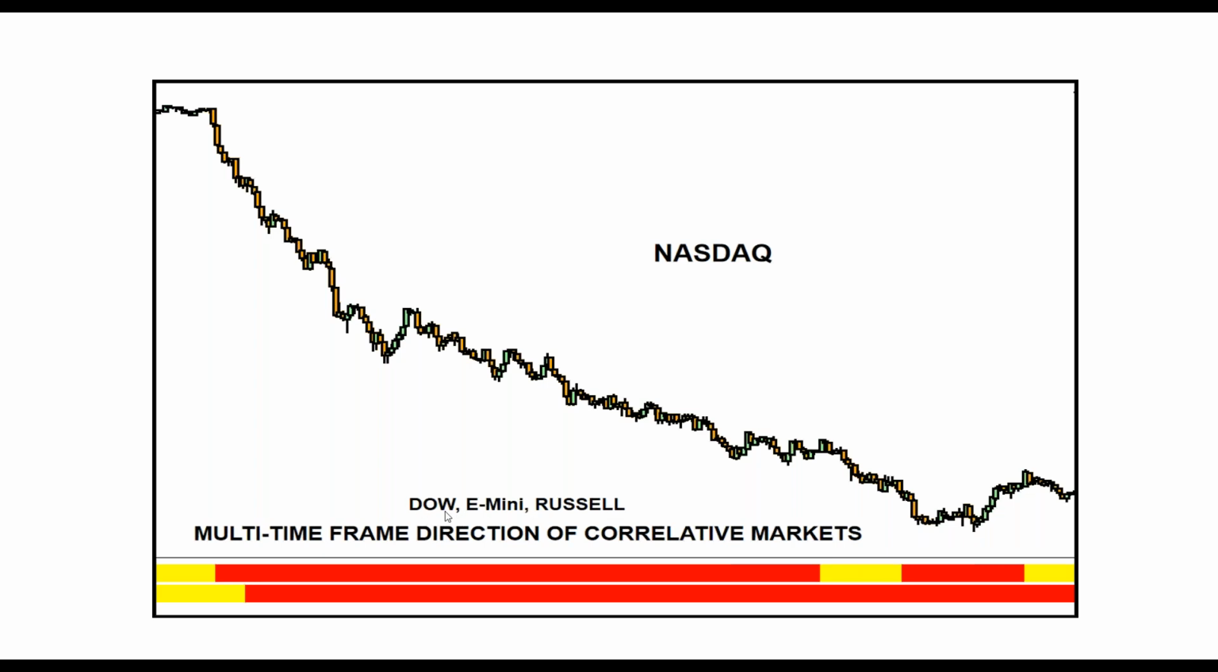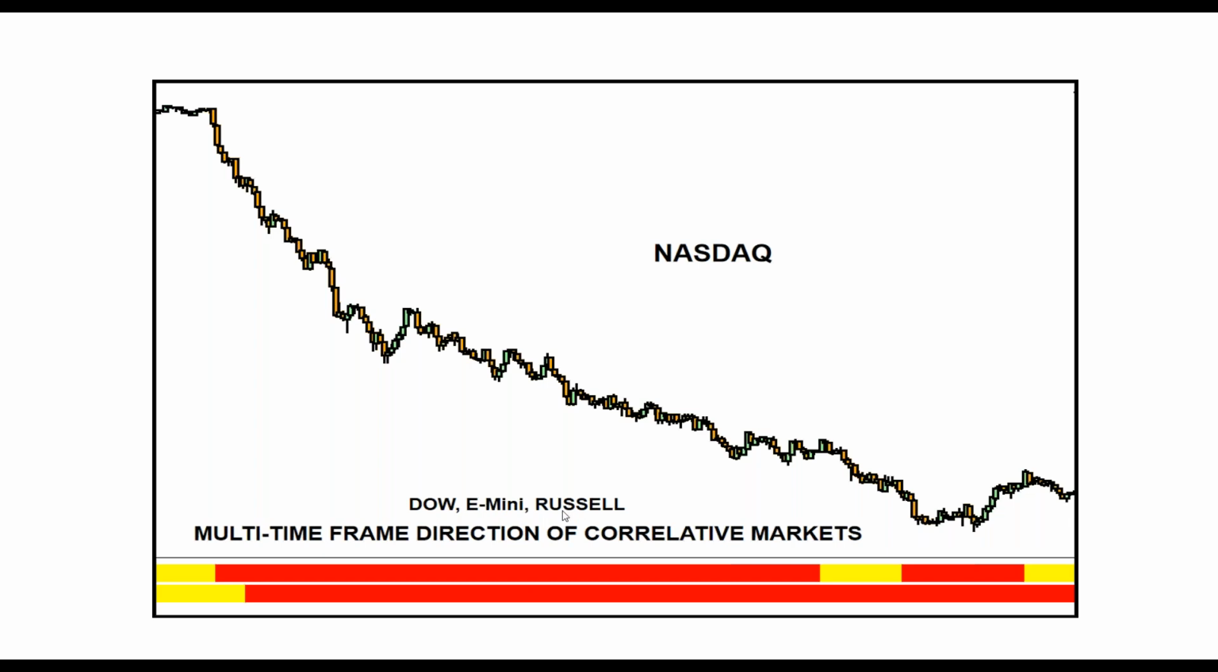Now, the Dow's a little bit of an outlier, and I'm not going to go into how we correct for that. But what we look for is a multi-time frame direction of correlative markets. We don't want just the NASDAQ on a multi-time frame basis to be falling. We want the Dow, the E-mini, and the Russell on a multi-time frame basis to be falling. And that's what these 2 lines represent: a decrease in price on a multi-time frame basis of these 3 correlative markets.